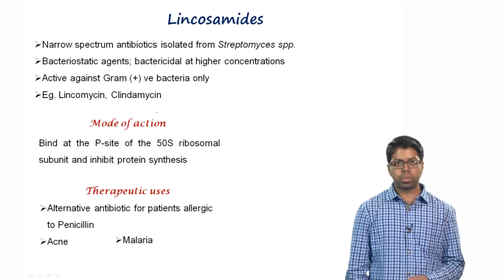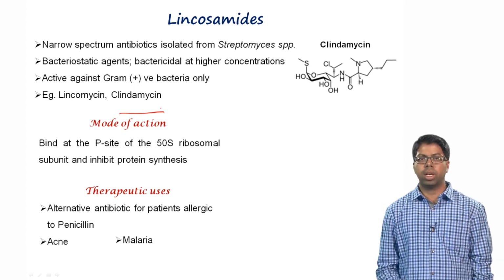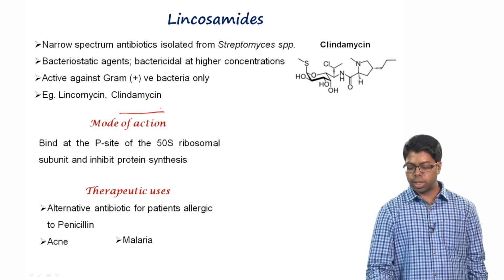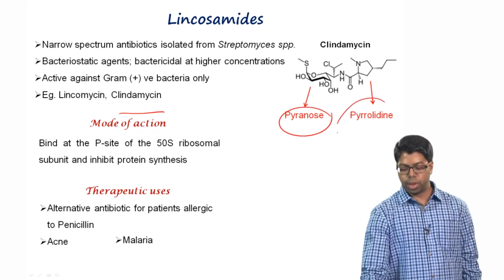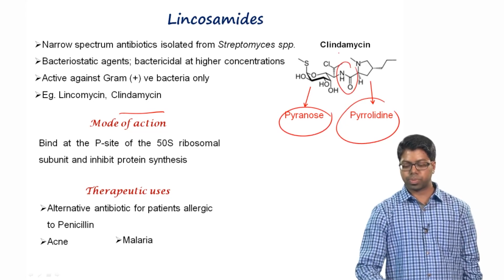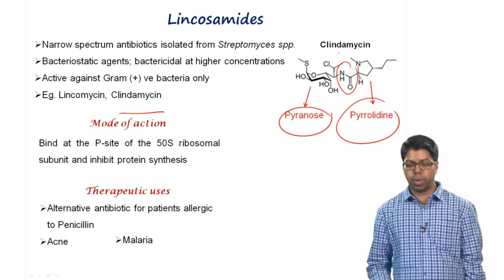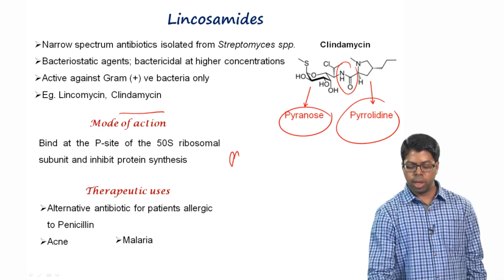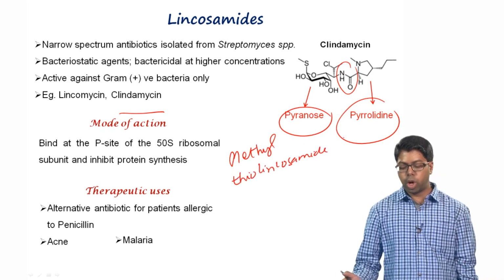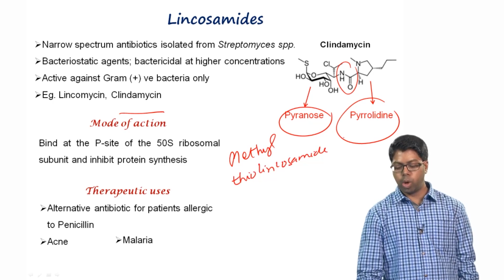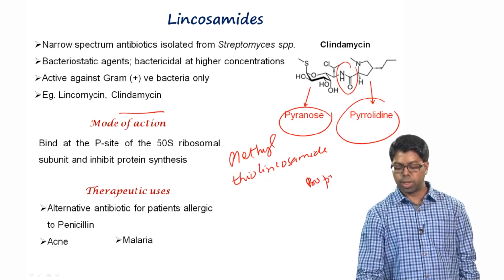malarial parasite. Clindamycin is a semi-synthetic derivative of lincomycin that contains a pyranose moiety and a pyrrolidine ring, which are linked by an amide bond. The pyranose moiety present in clindamycin is called methyl thiolincoside. The pyrrolidine moiety present here is an unusual amino acid called propyl hygric acid.